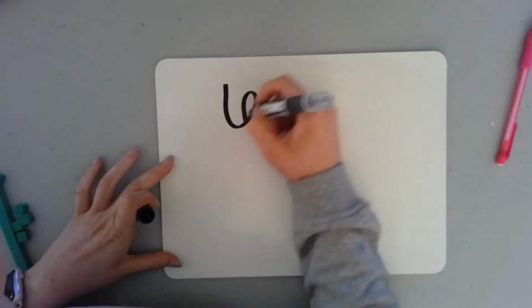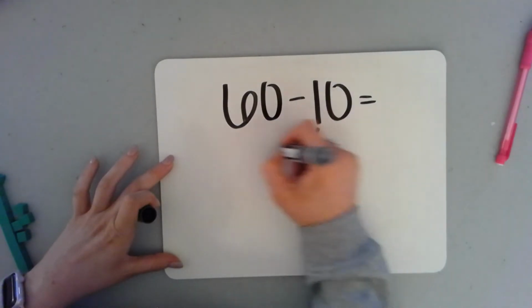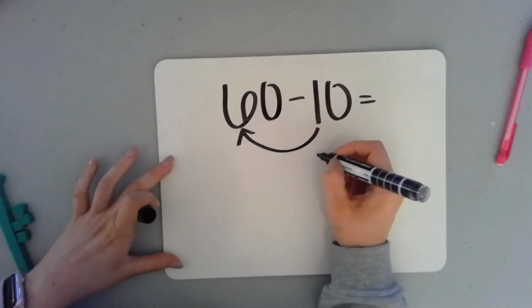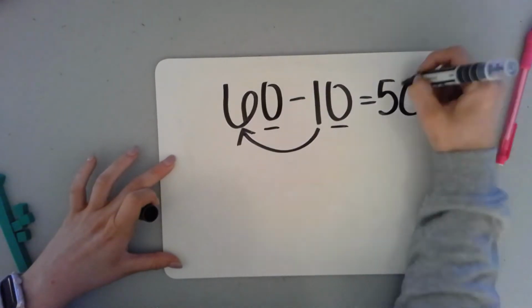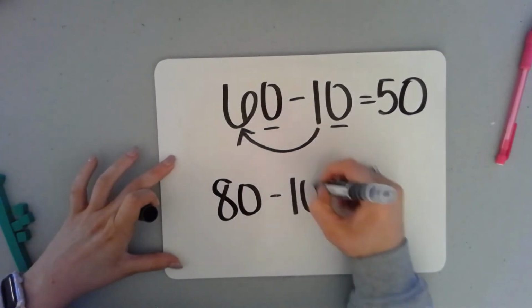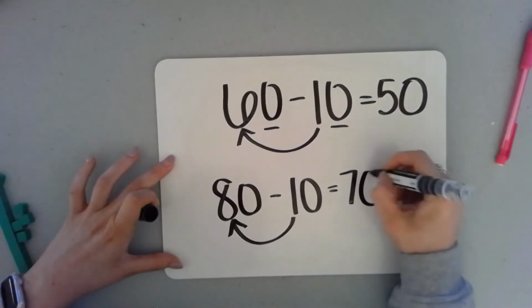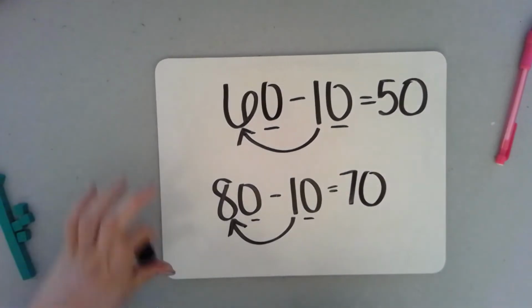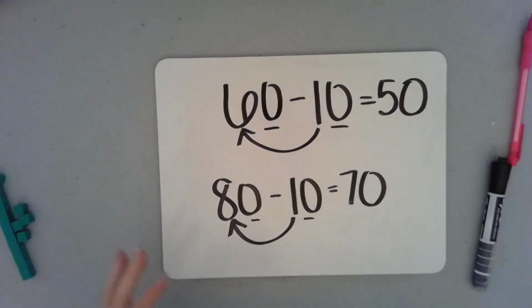Now let's talk about how you can make 10 less. So if I see, what is 60 minus 10? So that's 10 less than 60. Same thing. What's 6 minus 1? 5. Nothing in the ones place. 50. 80 minus 10. 8 minus 1. 7. Nothing in the ones place. 70. So you're doing the same thing. You're just taking away.